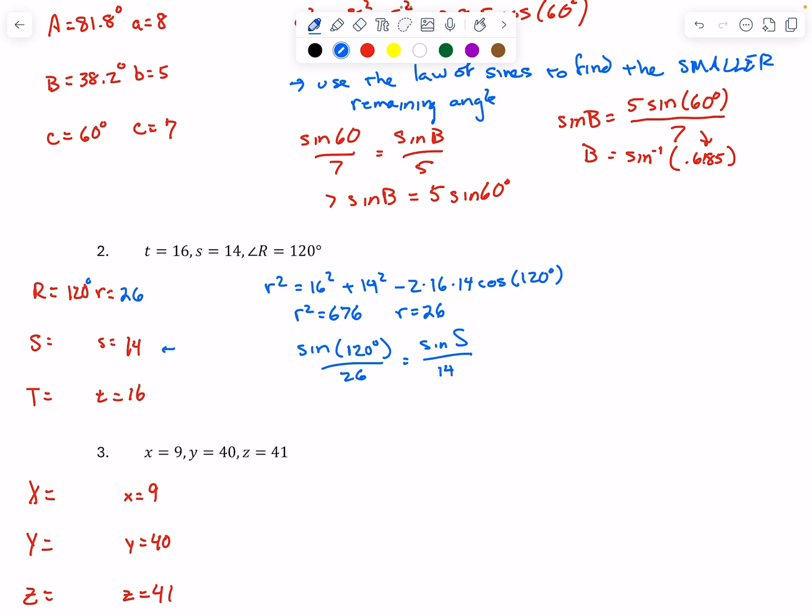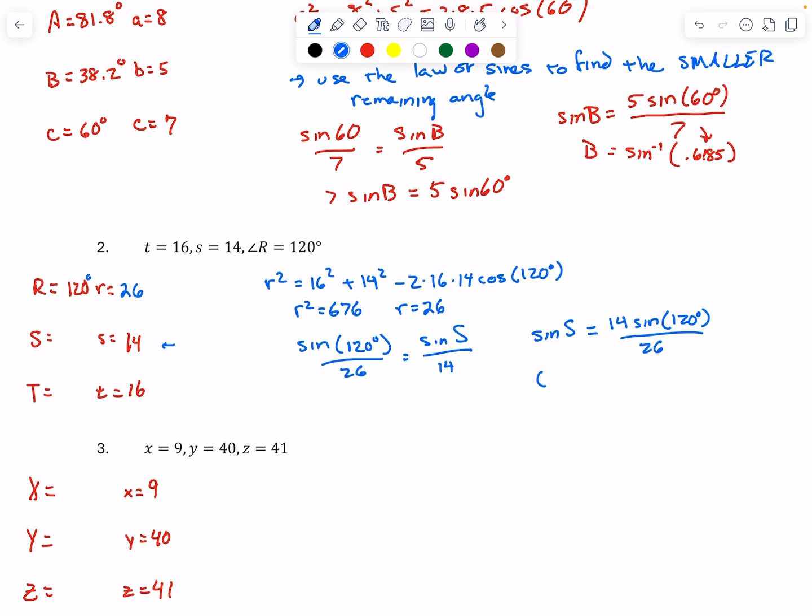Cross multiply. And then divide by 26. Get a decimal number, second sine. And you get an angle. I guess it's 27.8 degrees. I'll do it that way.